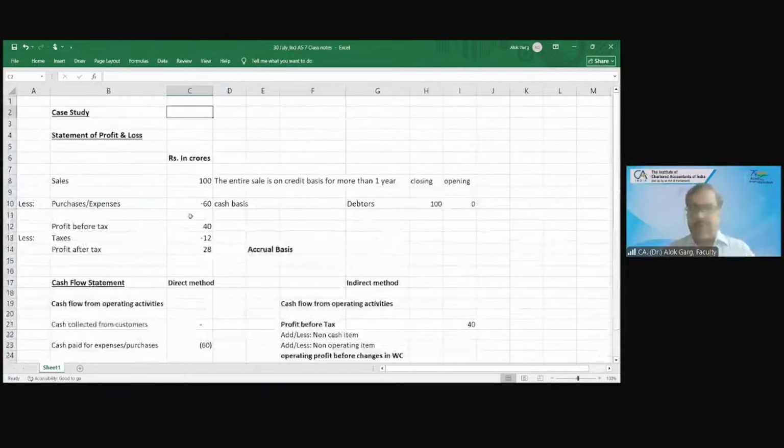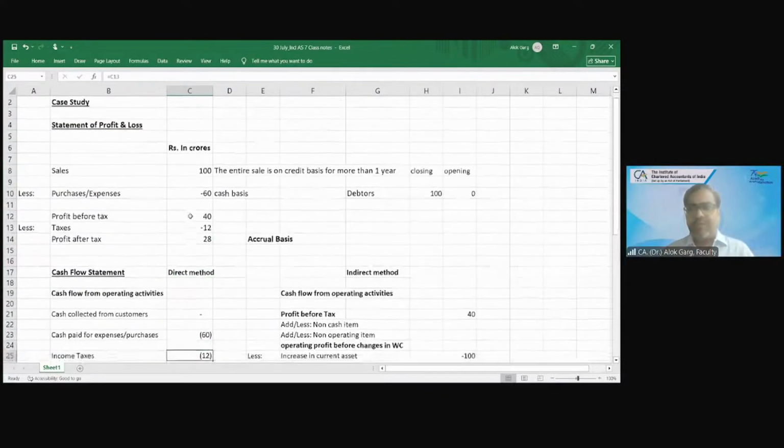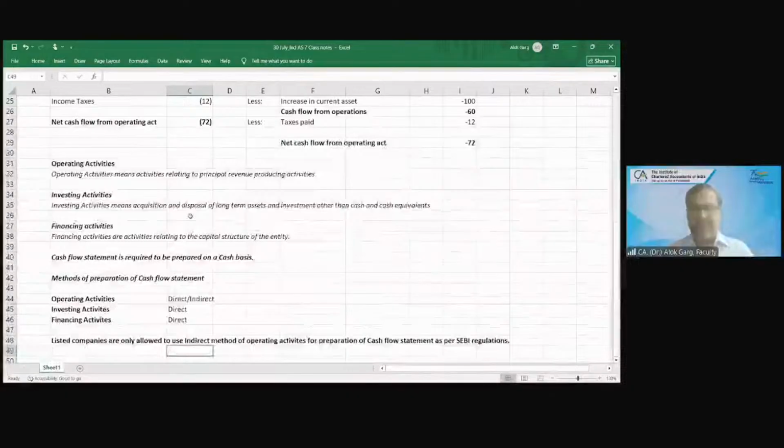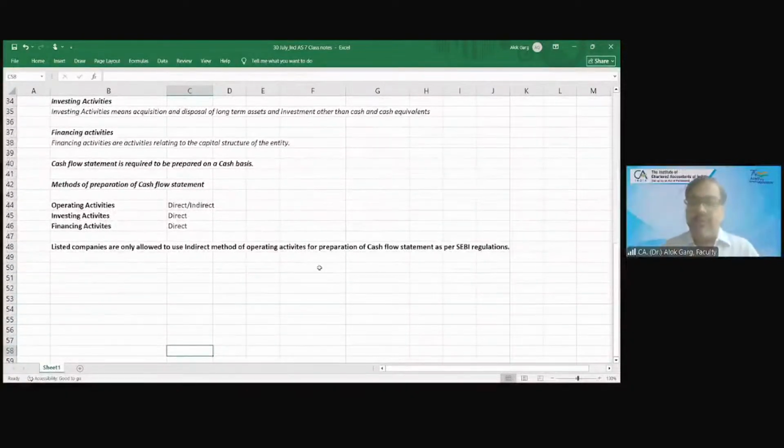So we talked about direct method, indirect method, operating activity, investing activity, financing activity. And now let me show you one of the cash flow statements of a listed entity. Should I show you the cash flow statement of a listed entity? Yes, sir. Okay, so let me take you to the cash flow of a listed entity. Then we will discuss all the components one by one.